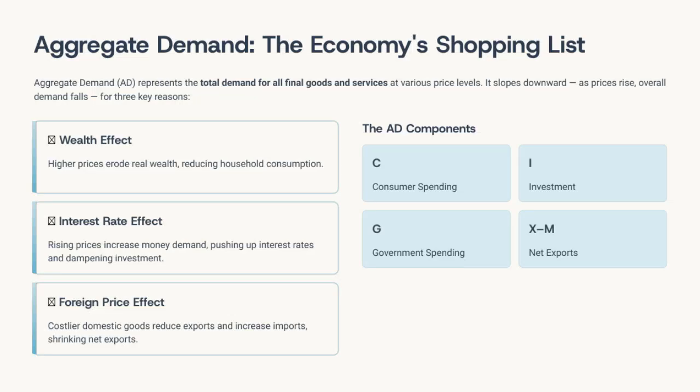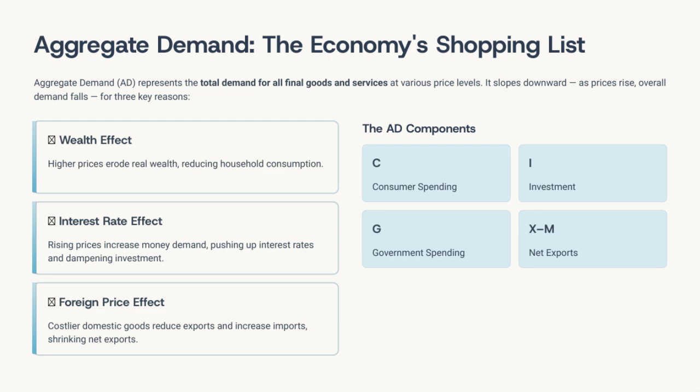Let's take a closer look at the components of aggregate demand. First, we have net exports, which is calculated as X minus M, or exports minus imports. When domestic goods become more expensive, it tends to reduce exports because foreign buyers might look elsewhere, and it increases imports because domestic consumers want cheaper foreign goods. This means that higher domestic prices can actually shrink net exports, impacting overall demand.